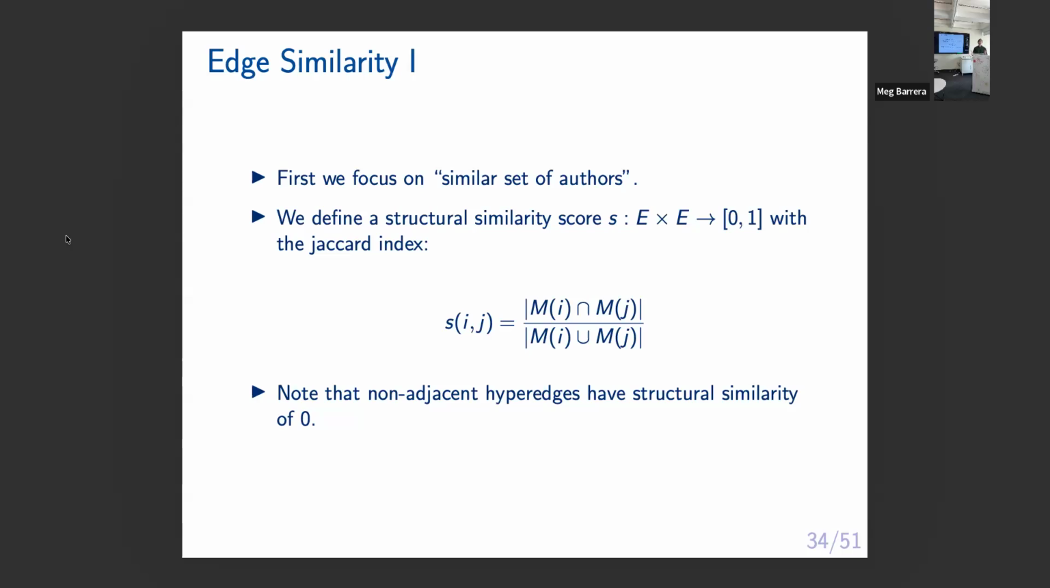So this is the specific project: we're just going to think up an edge similarity measure that can answer this problem. So we want a similar set of authors. We can just take the Jaccard index of the author sets. Importantly, if they're not overlapping, then this score will be 0, which means that you only have to look at adjacent hyperedges to get all of the non-zero structural similarity scores. Yeah, and if they're identical, it's 1, and in between it behaves reasonably.